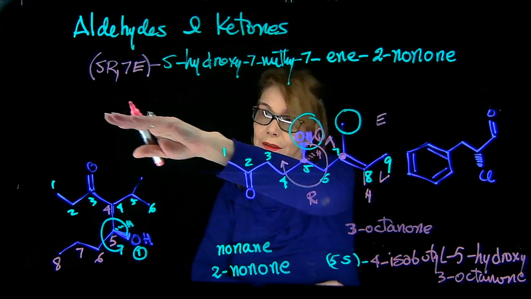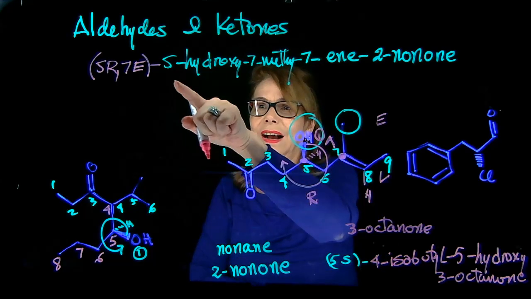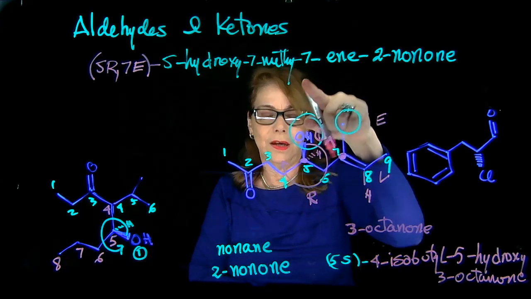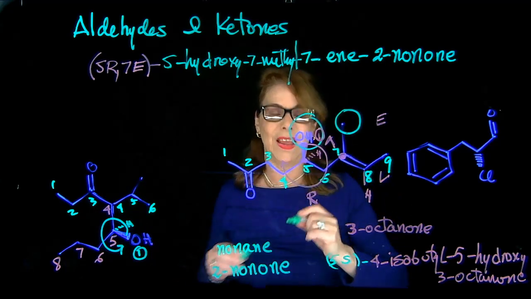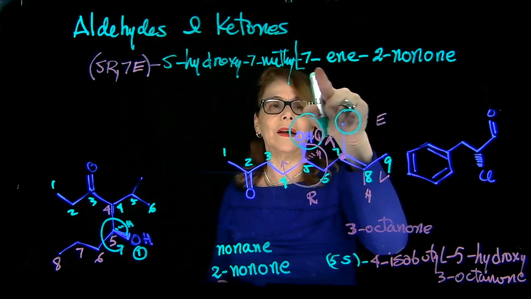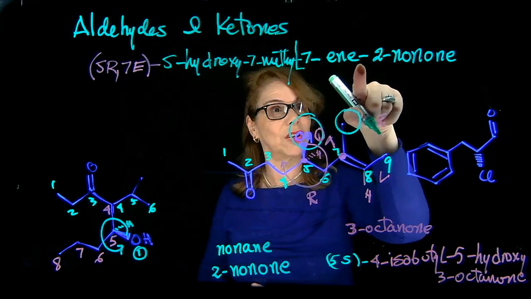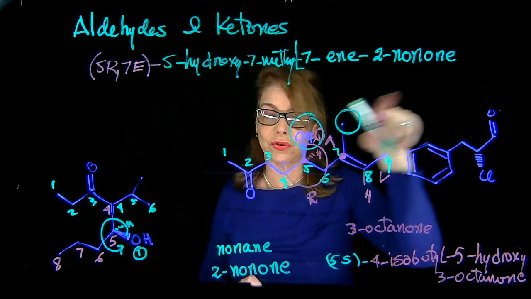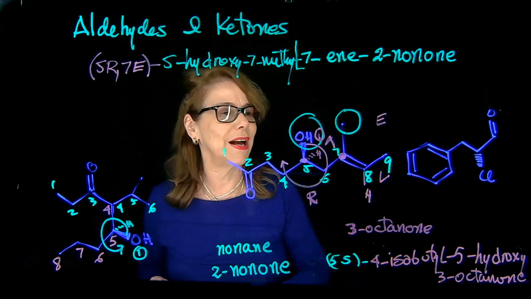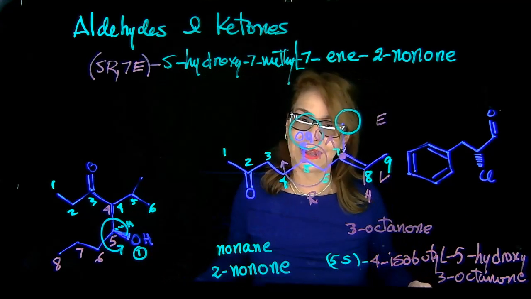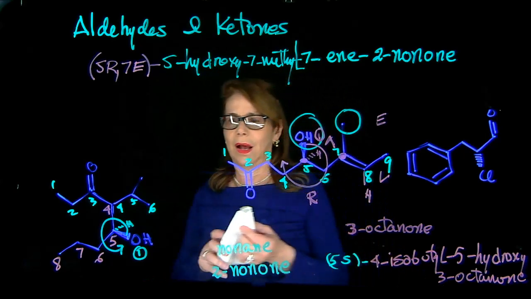I have the elements of stereochemistry. I have specified the substituents. I'm missing an L here, is methyl. And I have specified the location of the double bond, and the main functional group is the ketone. Okay, so now let's work on our last example here.